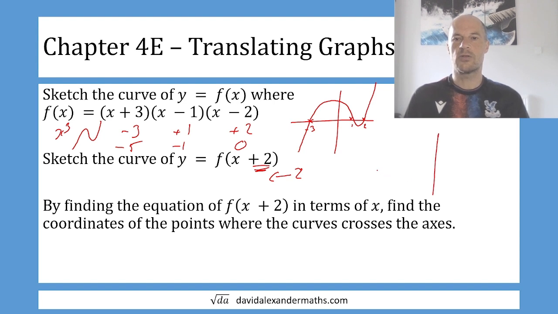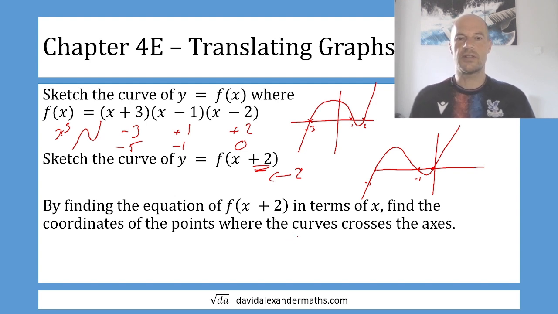So let's just draw a quick sketch here. Again, it's going through 0, -1, and -5. It's going to be exactly the same shape as this. So up through -5, down through -1, and up through the origin and away.